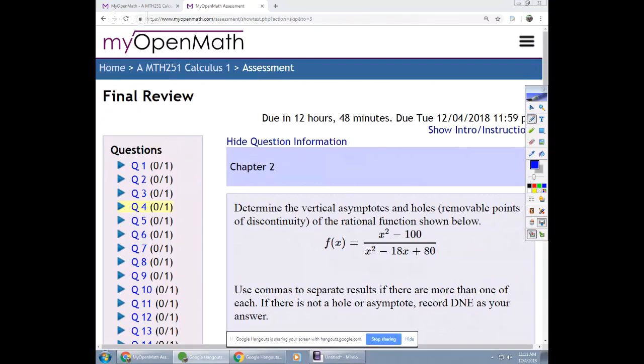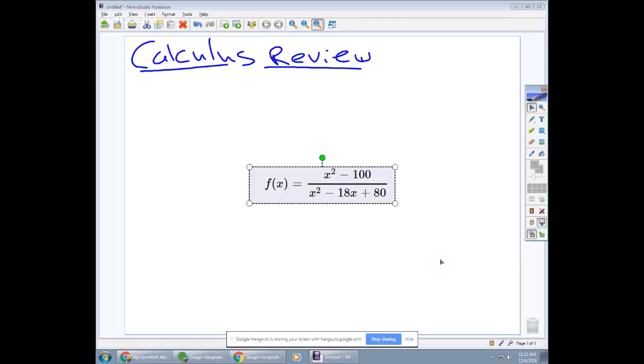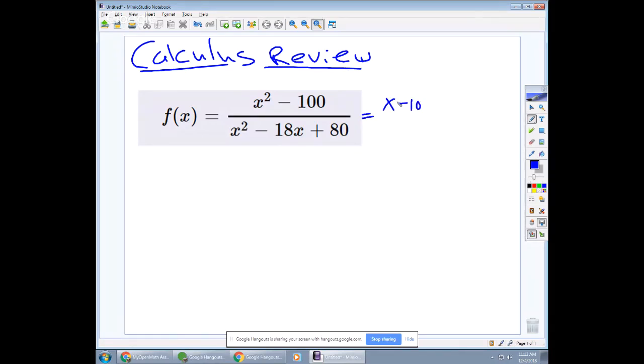All right, differential calculus impromptu review. We've got a vertical asymptote and possibly some holes to consider. Let's analyze this function. The first thing to do anytime you have a rational function is factor the numerator and denominator. The numerator factors as x minus 10 times x plus 10, and I'm guessing the denominator factors as x minus 10 times x minus 8.